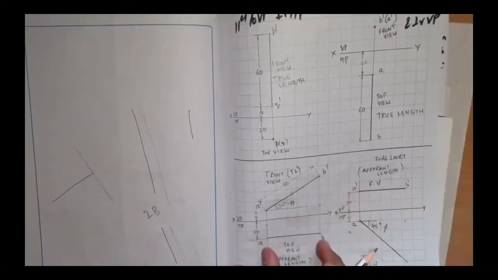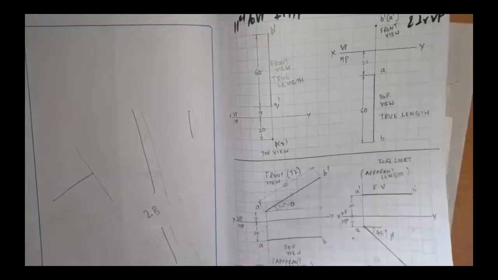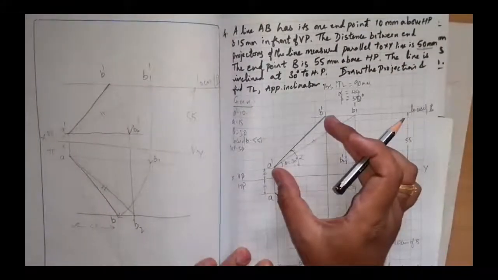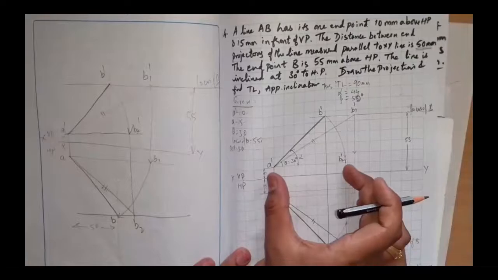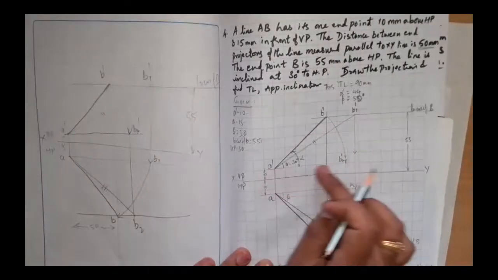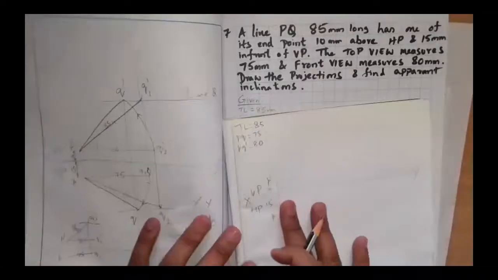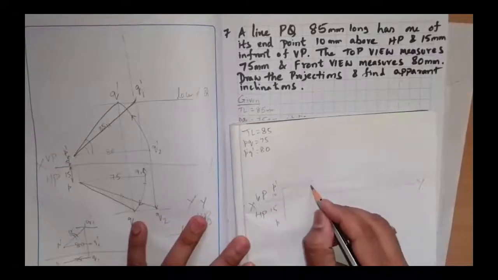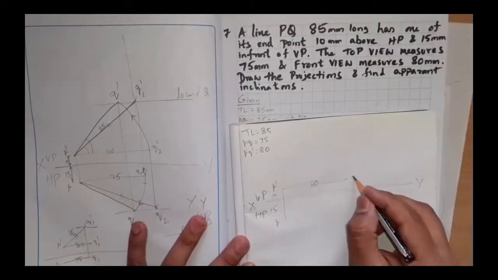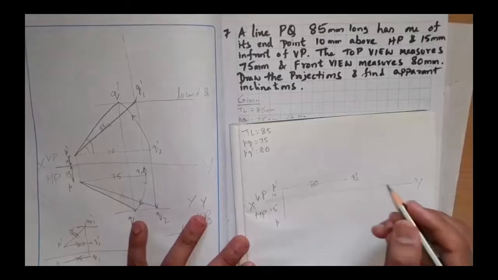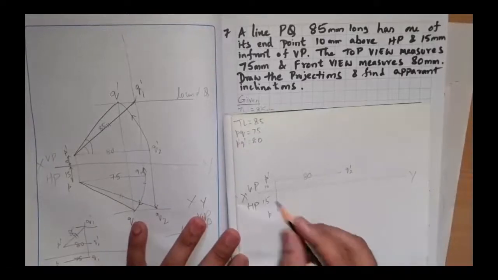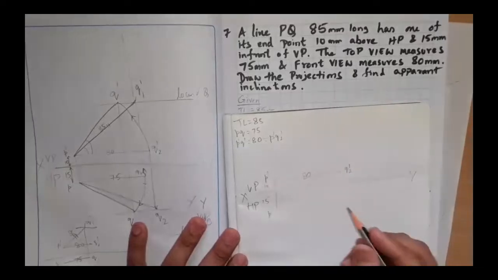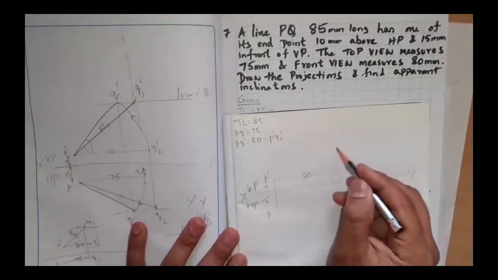Top view AB length I know. A dash B dash length I know. I have to use this front view A dash B dash. I know A dash B2 dash, whatever the front view length is, I'm going to mark it here. So P dash Q dash is 80 mm. P dash, this I am going to mark as P dash Q2 dash, which is equal to P dash Q2 dash, because Q locus is somewhere here, which I don't know.